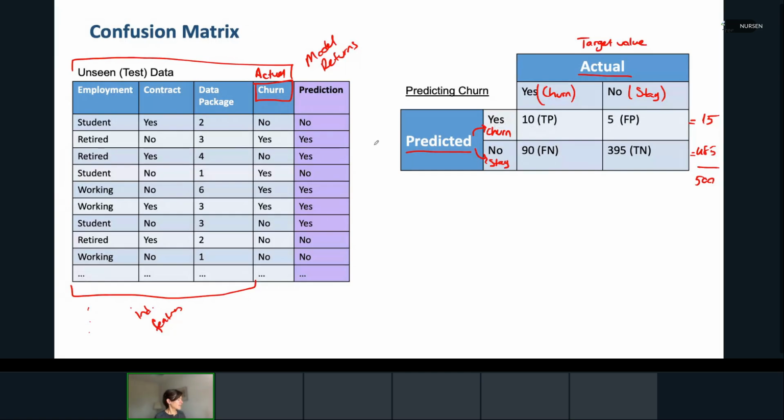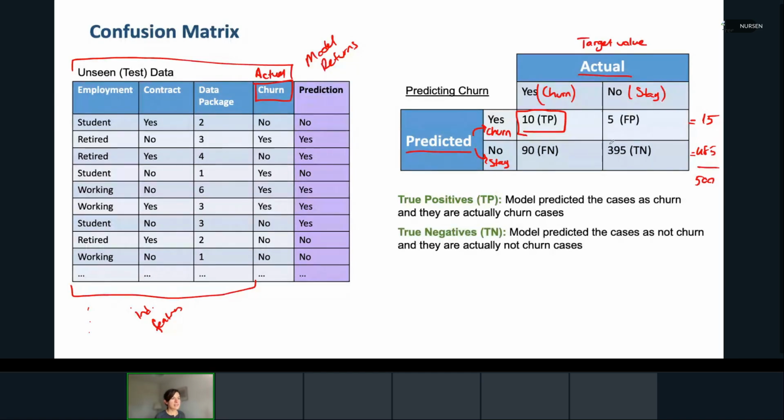So what we see from here. First of all, this cell gives information about the true positives, our correct predictions for the churn customers. So the model predicted these cases as churn, and they were actually churn cases. This is the intersection of yes and yes. 10 customers were predicted as churn. Actually, overall, we have 15 churn predictions, but 10 of them are identified correctly. So these are the true positives.